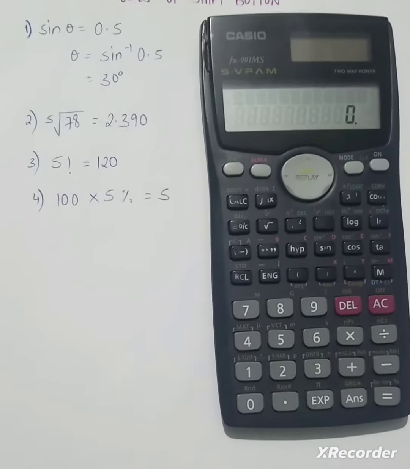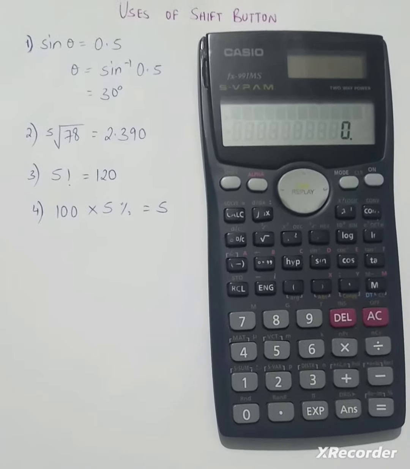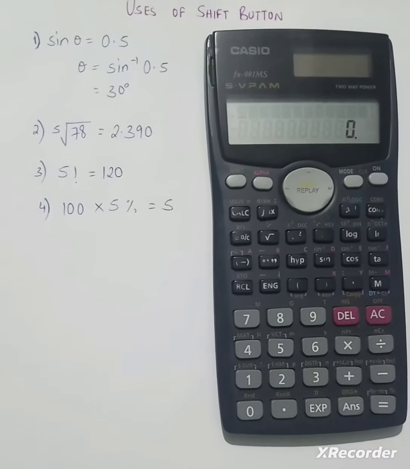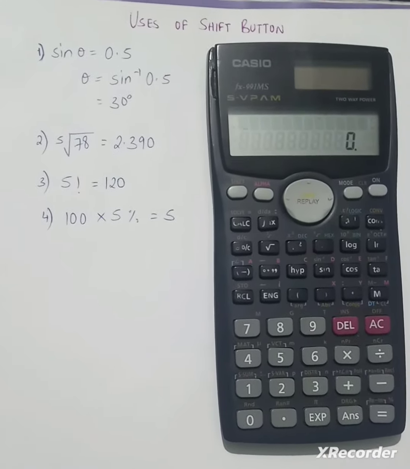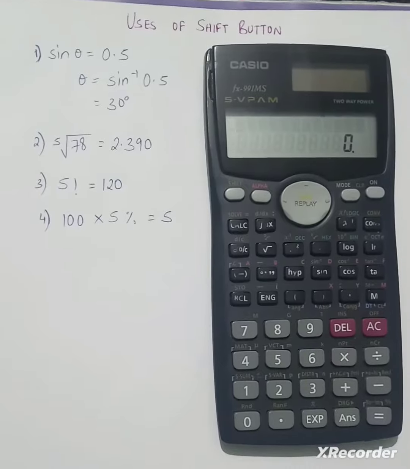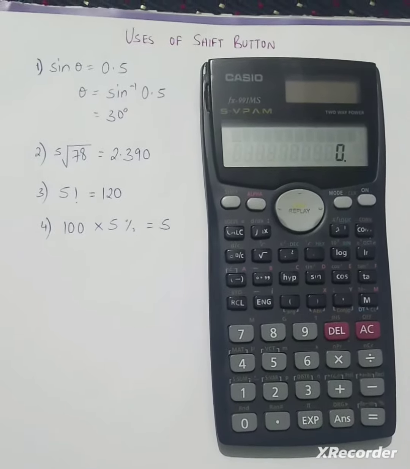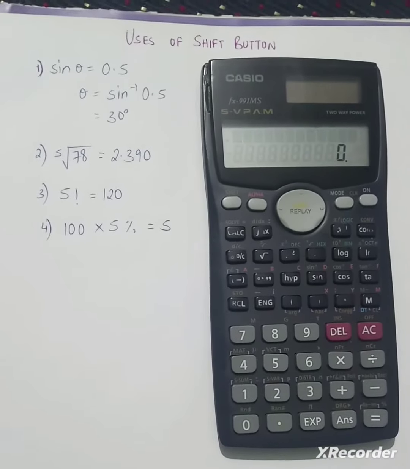Hello students, so today we will see uses of the shift button on a scientific calculator. Here we are using the Casio fx-991MS type of calculator. The shift button helps us to use all the secondary functions which are not directly labeled on the calculator's buttons.